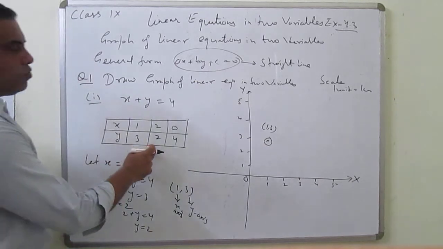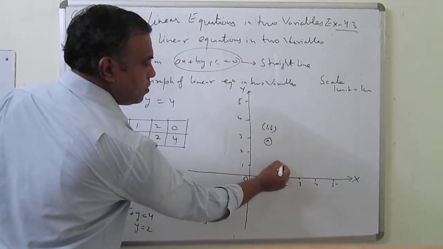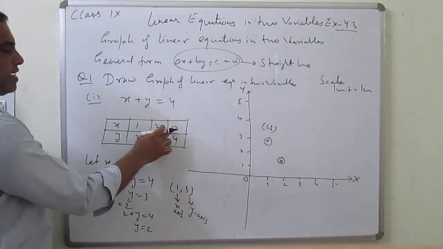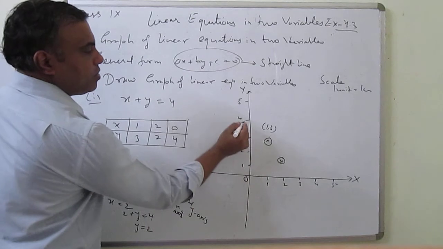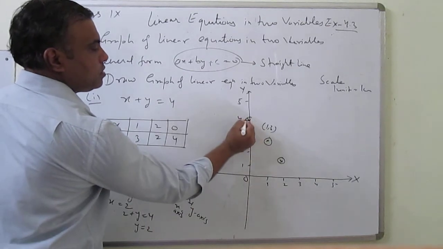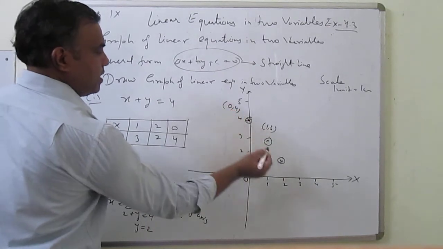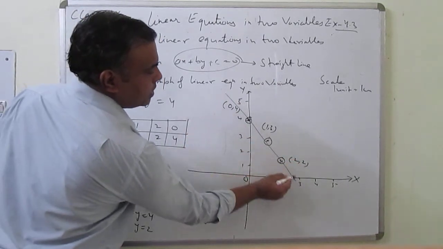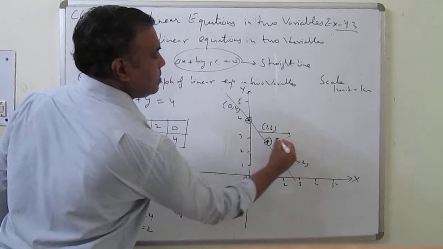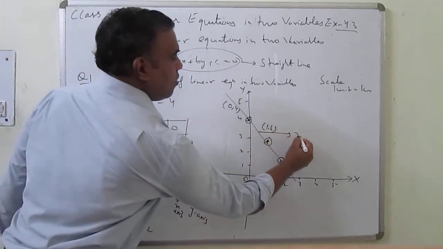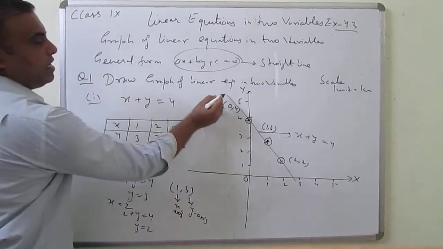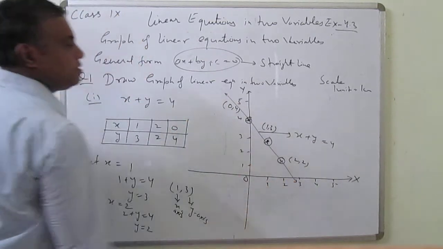Now you can take 2 comma 2, this is 2 and this is 2. Now you take x is equal to 0 and y is equal to 4. This is 0 comma 4 and this is 2 comma 2. Now join these points. This is a straight line and this is the graph of the equation x plus y is equal to 4. It extends in both directions.